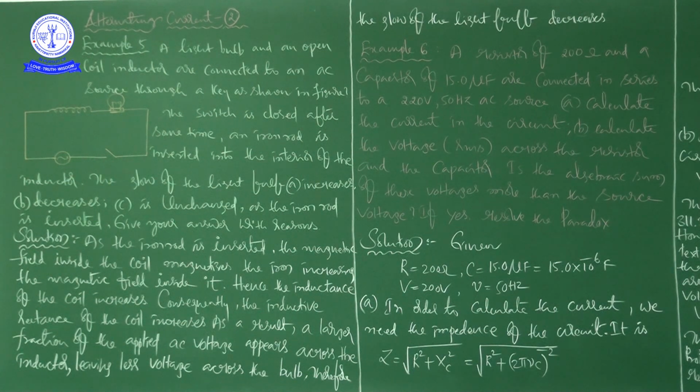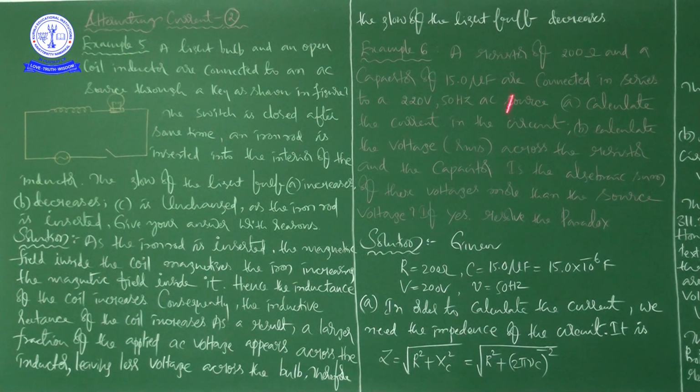Okay, right. See here. See the solution. First we have to write the given values. Given capital R is equal to 200 ohms. C is equal to 15 microfarad, that is equal to 15.0 into 10 to the power of minus 6 farad. So micro means 10 to the power of minus 6. That only he is writing here. R is equal to 200 ohms. C is equal to 15 microfarad, that is equal to 15.0 into 10 to the power of minus 6 farad.